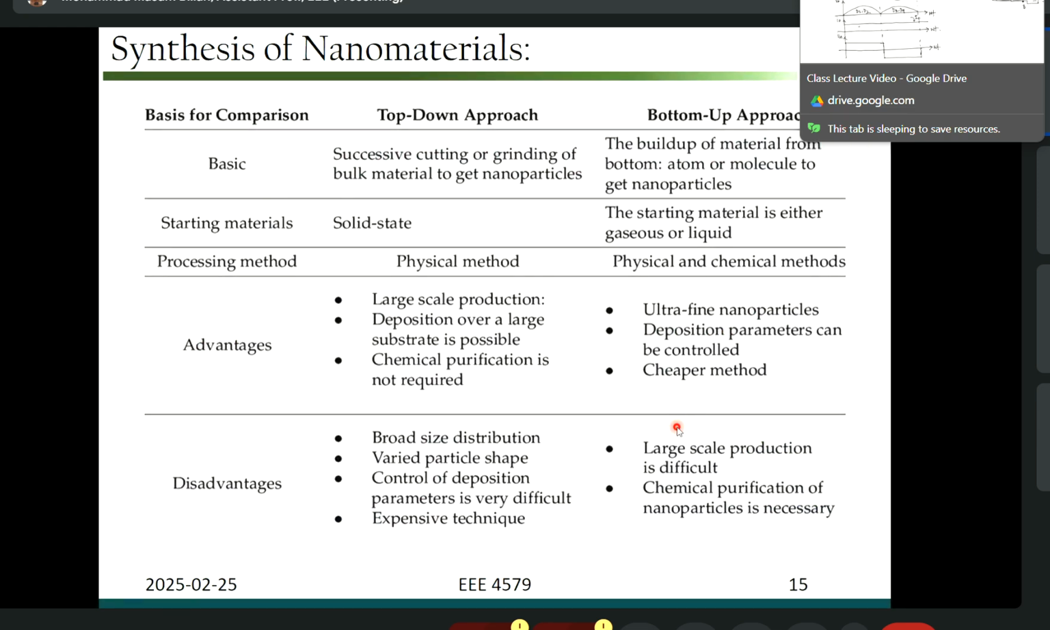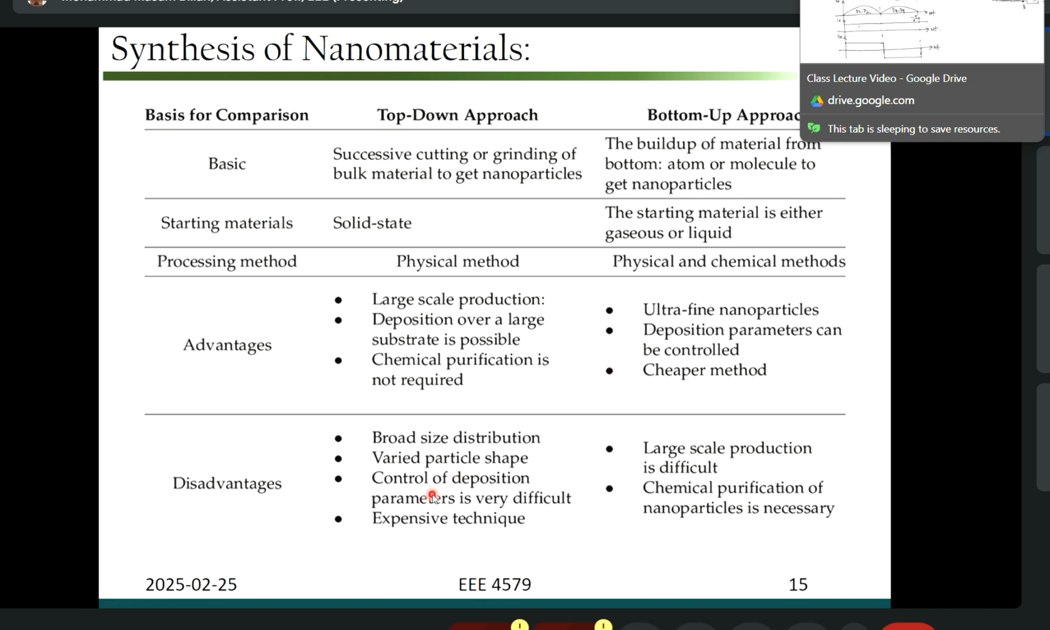So advantages you already know. For the physical process, large-scale production is possible, and deposition over a large substrate is possible. If you want to get a very big chunk of iron, you don't need to worry about the size or dimension, because small size needs precision, but for large-size deposition and bulk production, you don't need to worry about the precision. And purification is also not required for large-volume deposition.